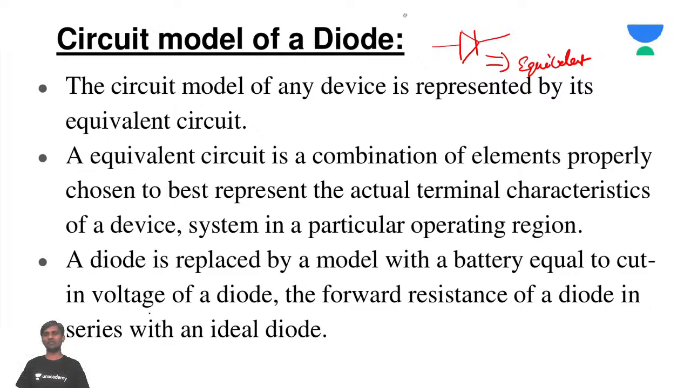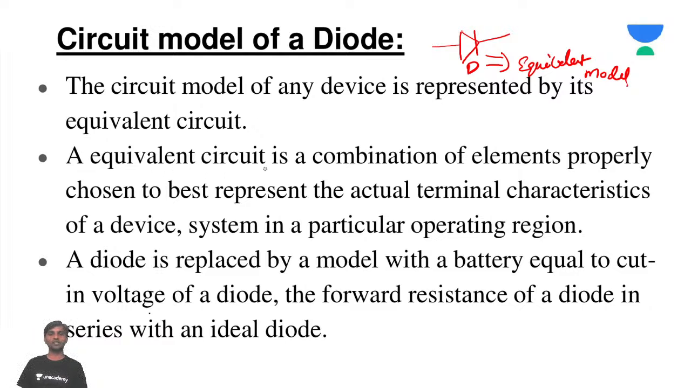So what do you mean by analysis? Analysis is nothing but finding out currents and voltages, that's it. Is the point clear? For that, you have to replace the diode with its equivalent model. So how do we get that equivalent model? The circuit model of any device is represented by its equivalent model.